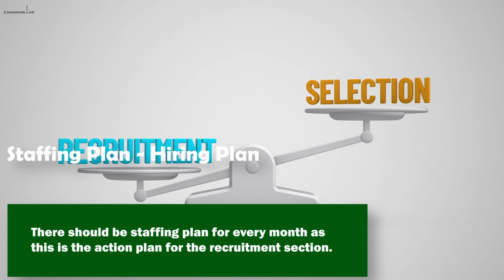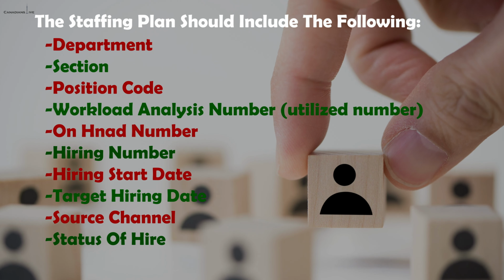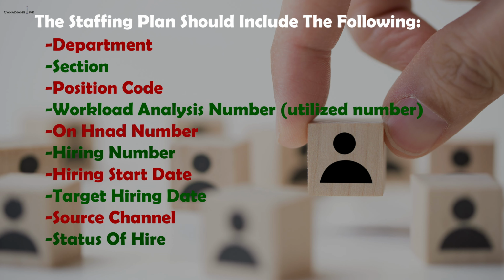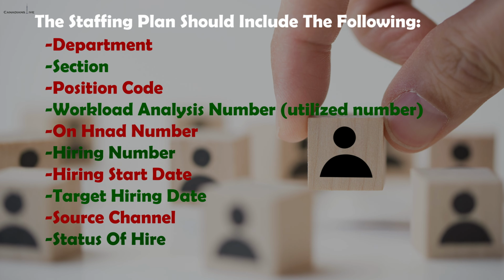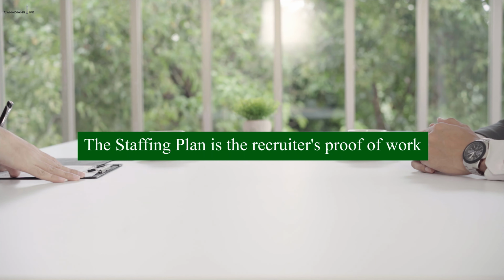The staffing plan should include the following: department, section, position code, workload analysis number, on-hand number, hiring number, hiring start date, target hiring date, source channel, status of hire. The staffing plan is the recruiter's proof of work.